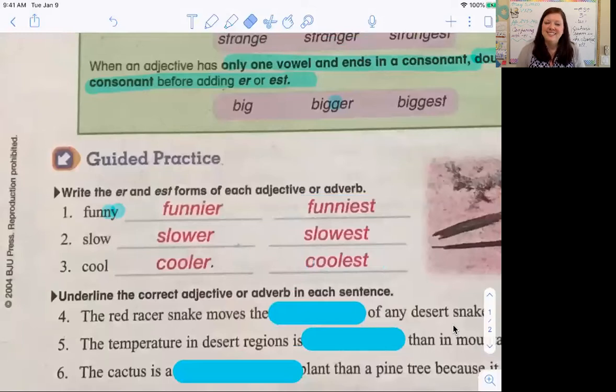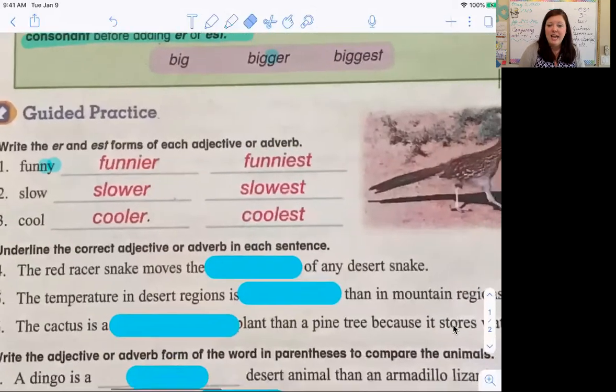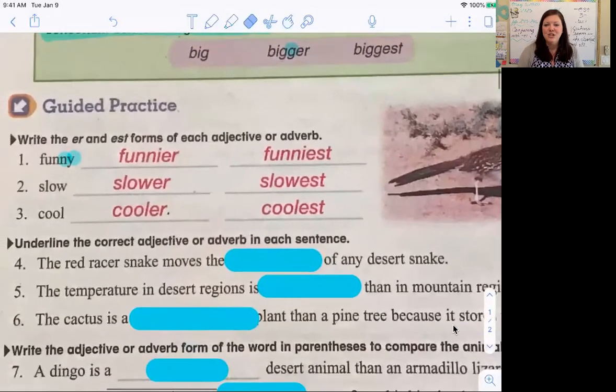Now let's move on to the next section. This time you're underlining whether the choice should be the first or the second. Let's look at the instructions. Underline the correct adjective or adverb in each sentence. Number 4, the red racer snake moves the blank of any desert snake.